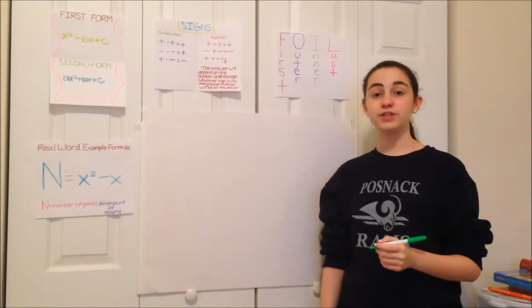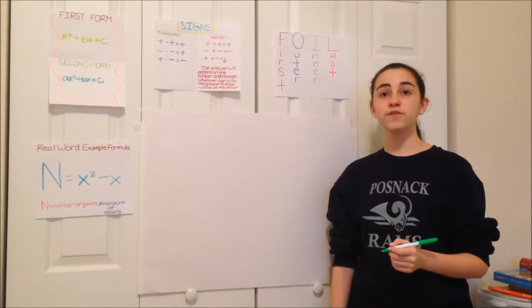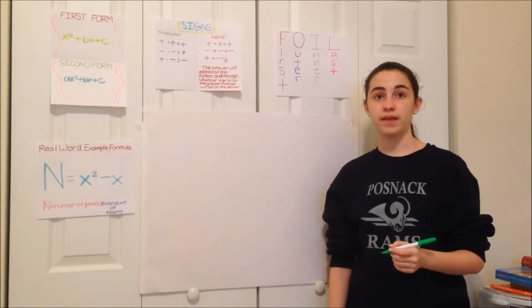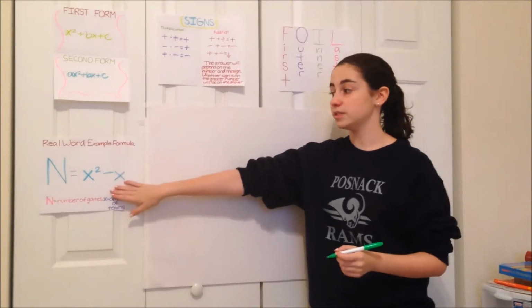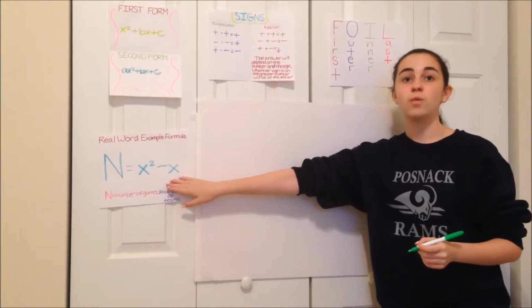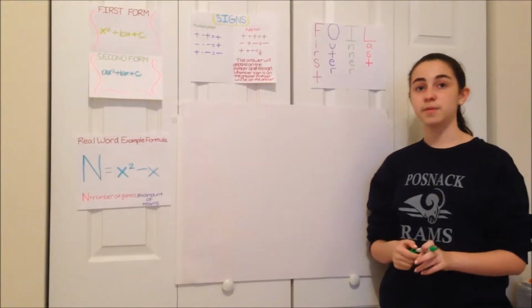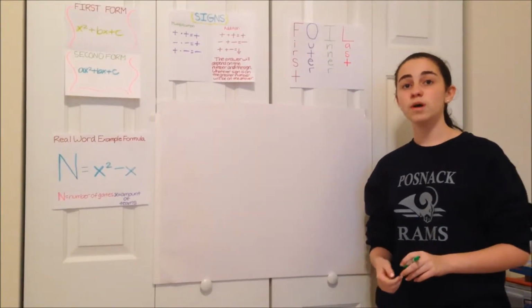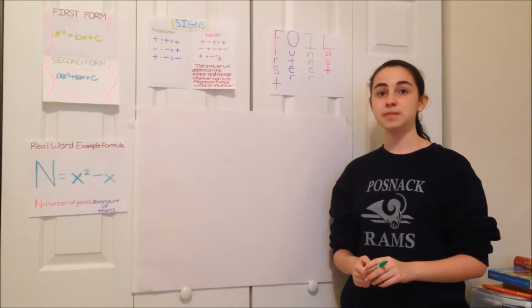Now that you know how to factor the first form, I'm going to show you a real-life situation. The formula for the number of games to be played in a football league, where each team is to play each other twice, is n equals x squared minus x, where x is the number of teams in the league and n is the number of games to be played. If the league wants to limit the games to a total of 132 games, how many teams can be in the league?